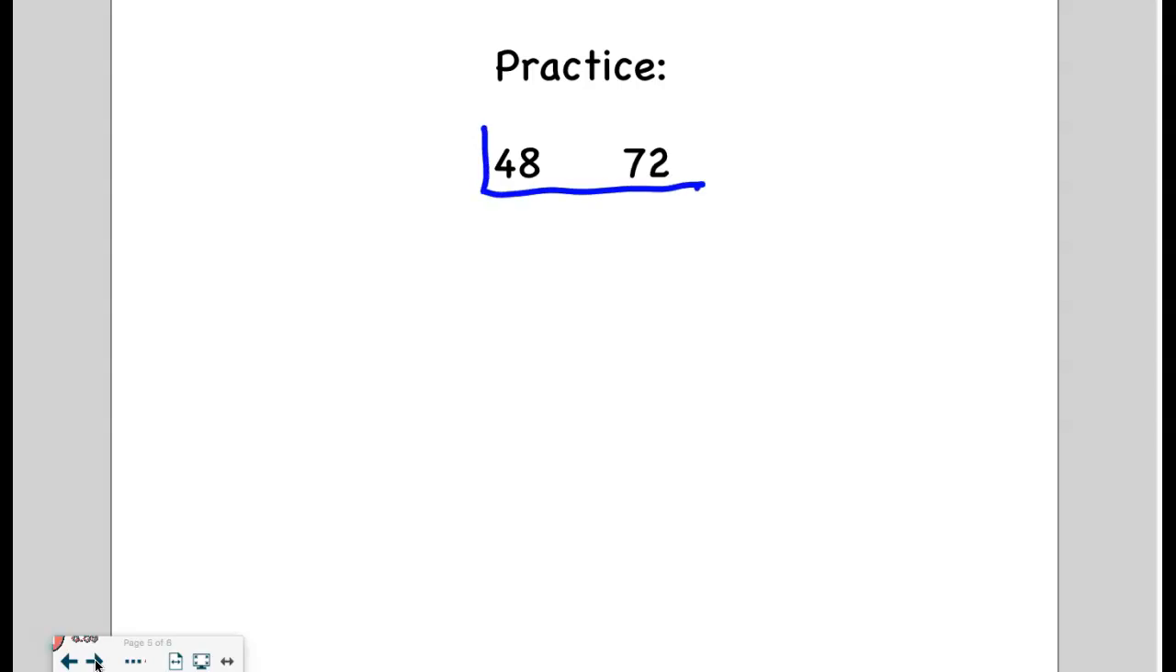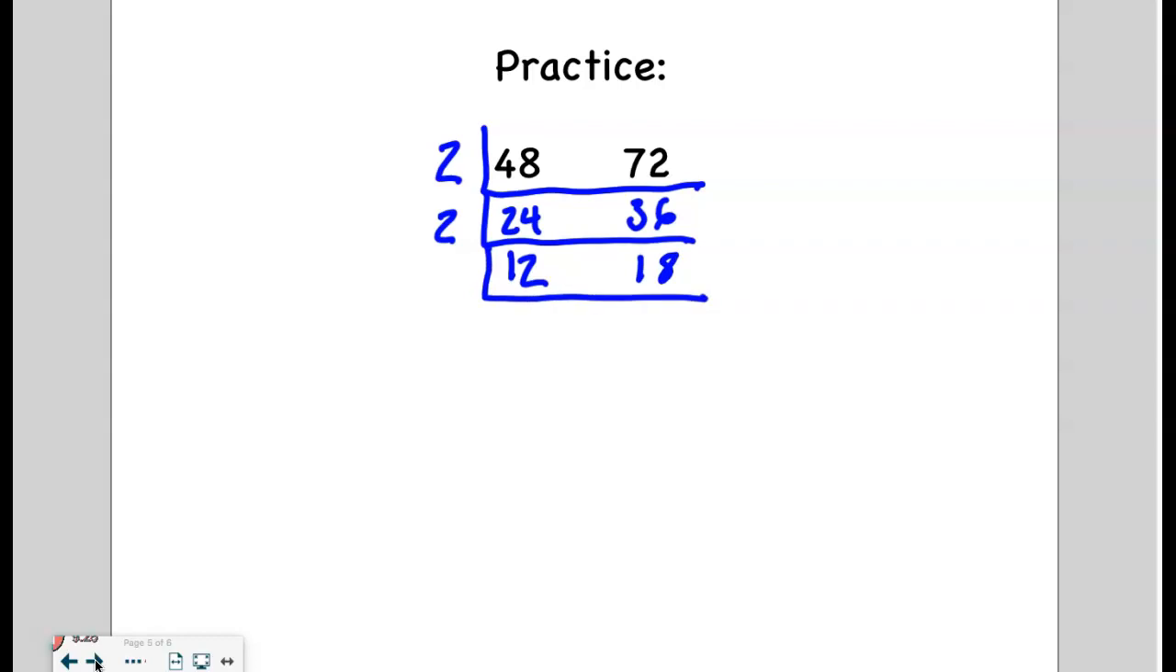So 48 and 72. Our least prime number will be 2. Half of 48 is 24. Half of 72 is 36. Our least prime number, once again, is 2. So half of 24 is 12. Half of 36 is 18. Do it again. We have 2. Half of 12 is 6. Half of 18 is 9.